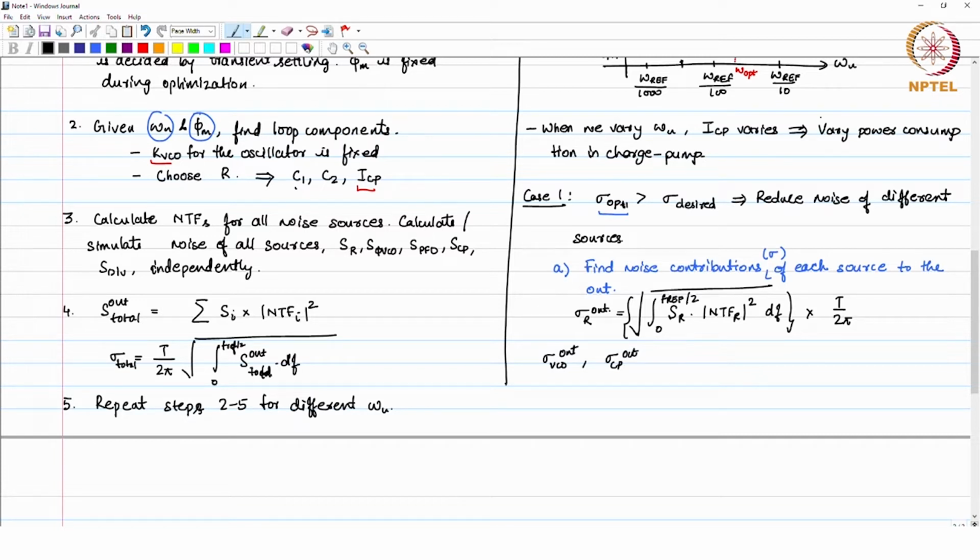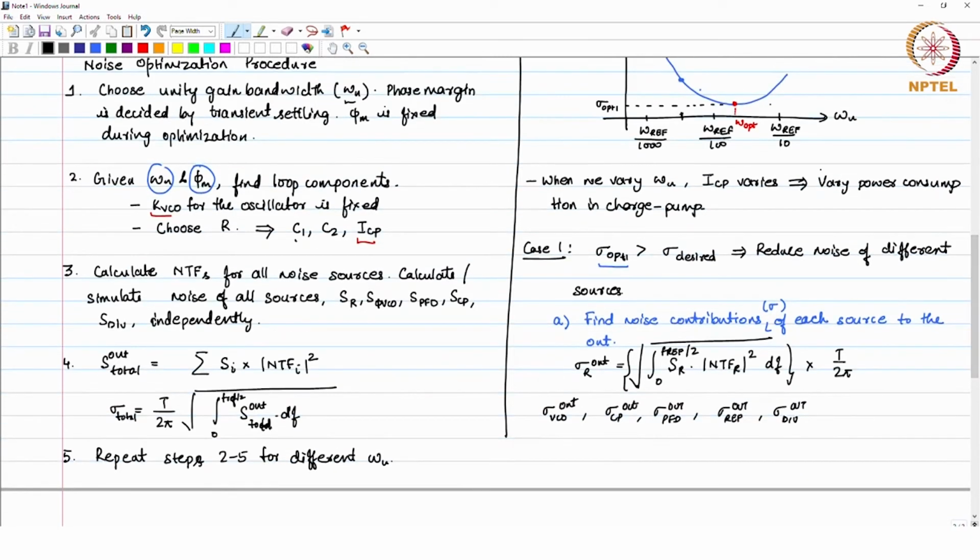So, you find this for all these components: charge pump, PFD, reference, and sigma of the divider. And I am going to find all these contributions at omega opt, because that is the minimum jitter which I have in the system, after choosing the noise from independent sources. So, I need to find out which of these components is actually contributing the most.